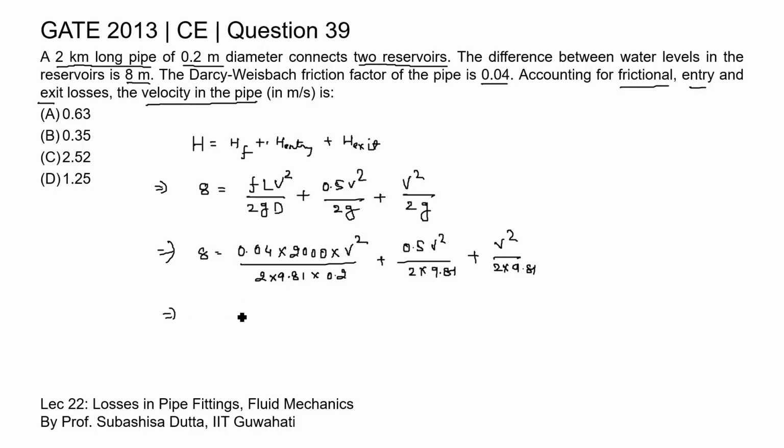When we solve this equation, we will get V, the velocity in the pipe, as 0.63 meter per second. So we got the velocity in the pipe as 0.63 meter per second. So 0.63 is given in option A. So option A is the correct answer for this question. Thank you.